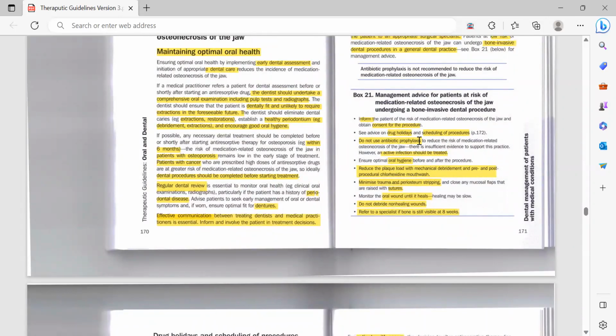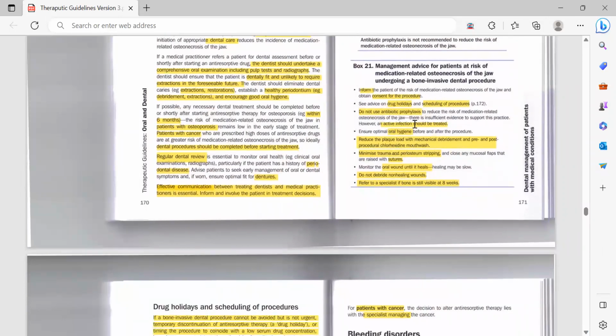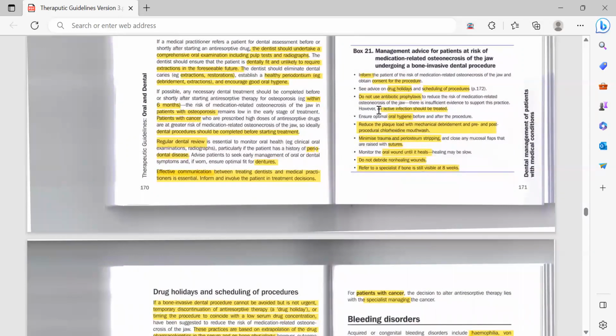Do not use antibiotic prophylaxis because that would not really help in the prevention of MRONJ. However, if there is any active infection, then you need to treat it accordingly. You need to ensure that your patient maintains good oral hygiene before and after the procedure, because we want the area to heal as quickly as possible.